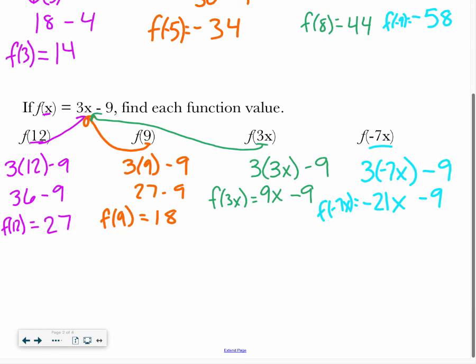So that's how we go about finding different function values when we are given both the function and then what number we want to plug into our function.